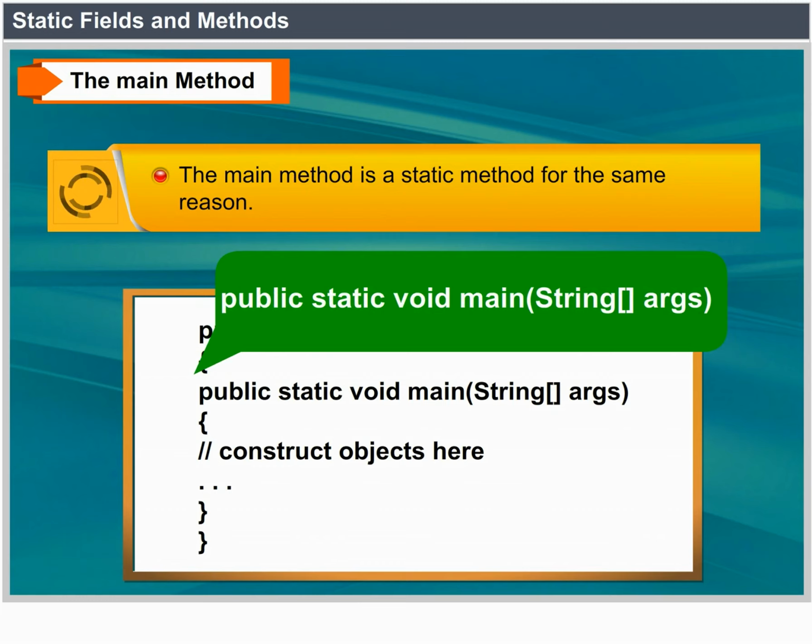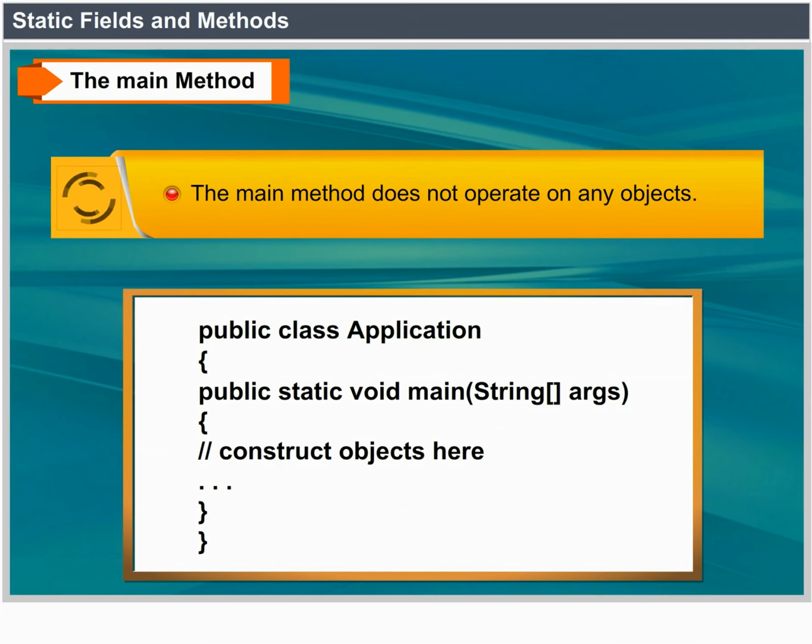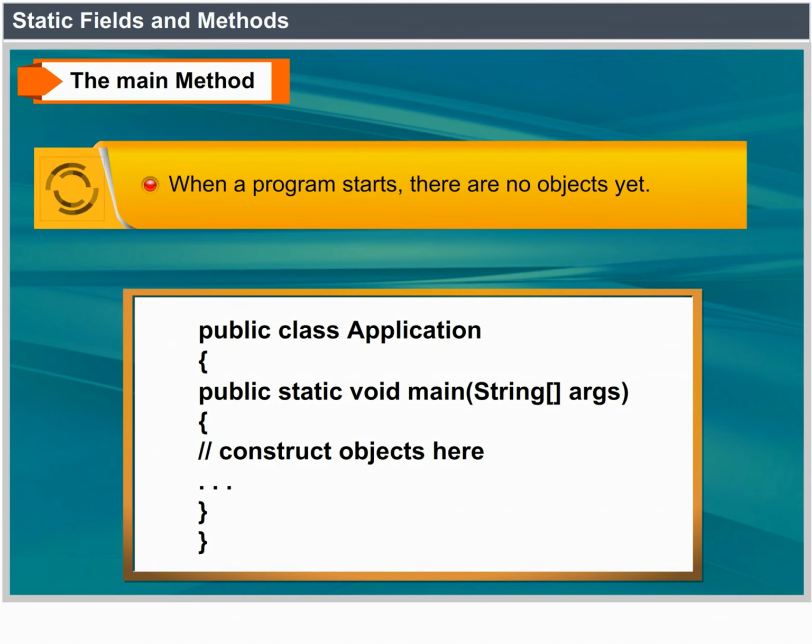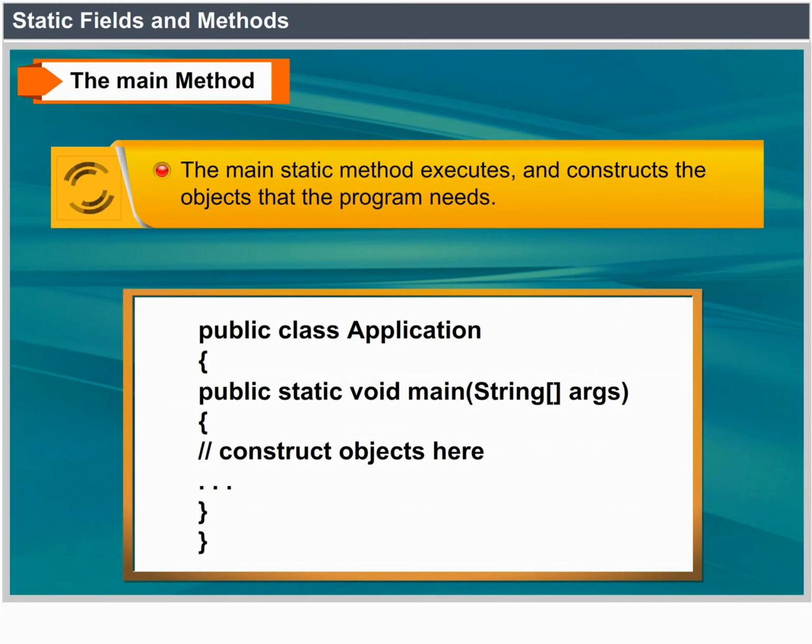public class Application { public static void main(String[] args) { // construct objects here } }. The main method does not operate on any objects. When a program starts, there are no objects yet. The static main method executes and constructs the objects that the program needs.